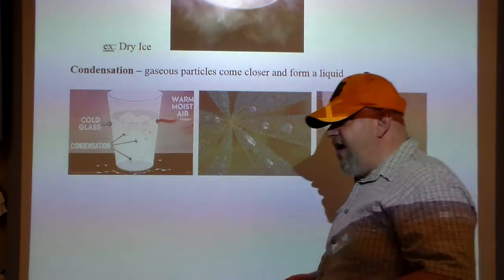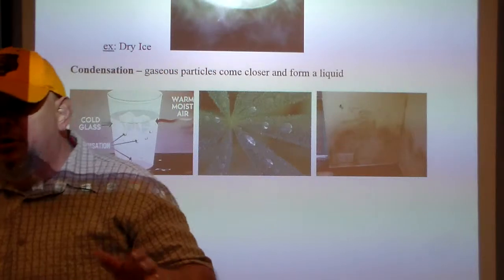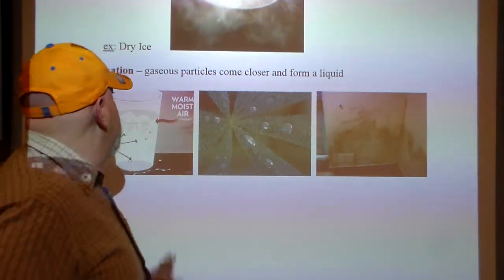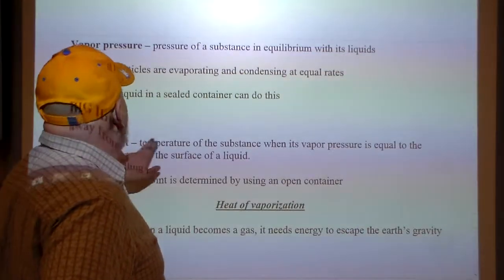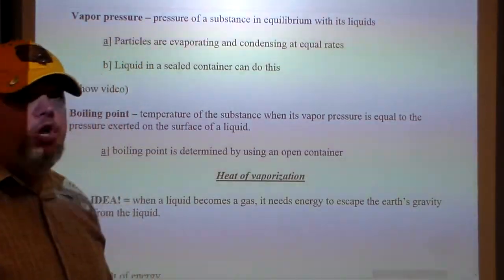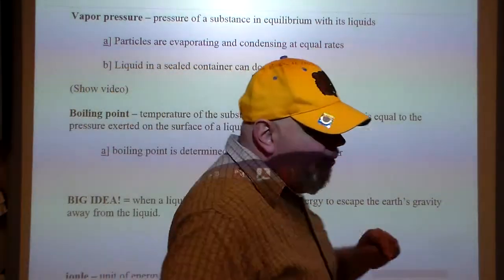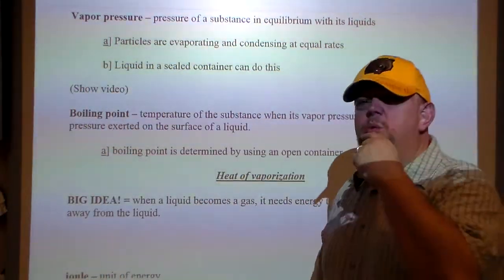So we looked very fast at diffusion. We looked at condensation, and we also looked at sublimation. All right, well, that's nice. But now we've got to talk about vapor pressure. Now, vapor pressure is the pressure of a substance that's in equilibrium with its liquid.